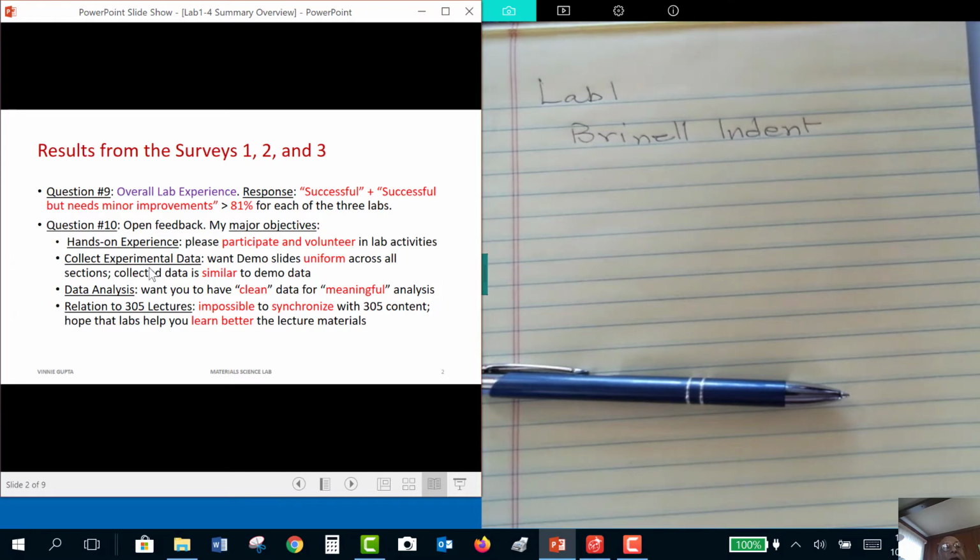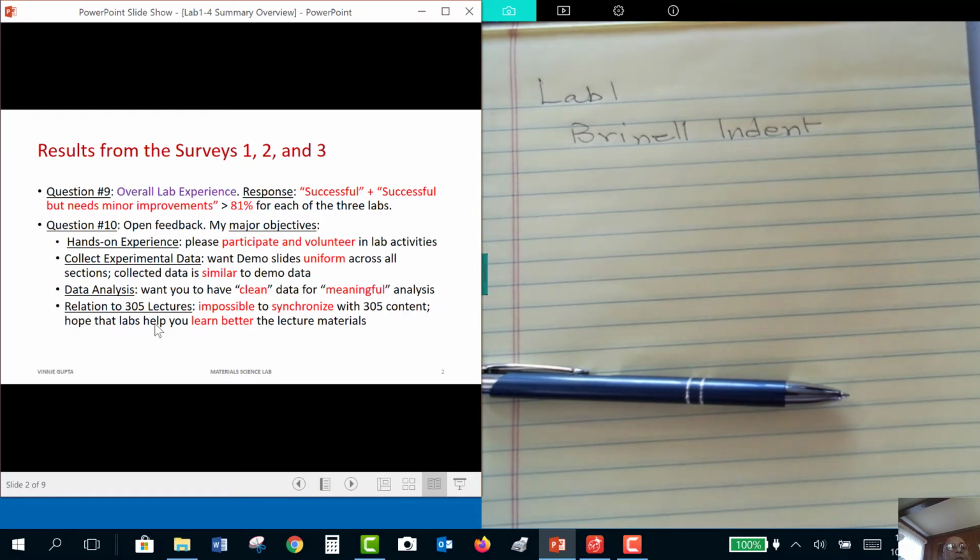And in any case, collected data is similar to demo data you would have seen. It may be not very different. And the third thing is sometimes in some sections, in some experiments, we may have problems and we may not collect the data. So that is one of the reasons my assignment data is also not the one that you collected in the lab, but it is very similar. So I want to make sure that for your data, you have clean data for meaningful analysis.